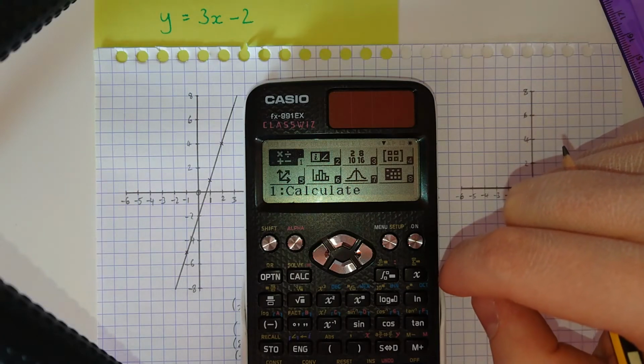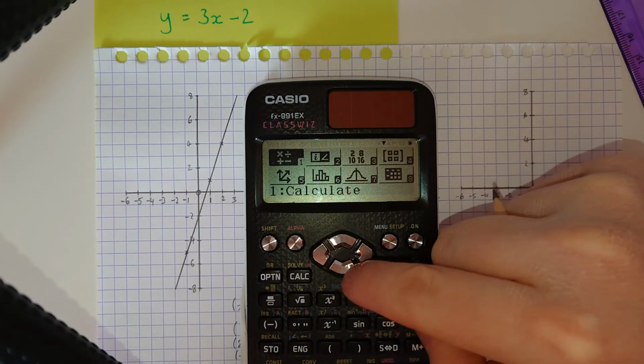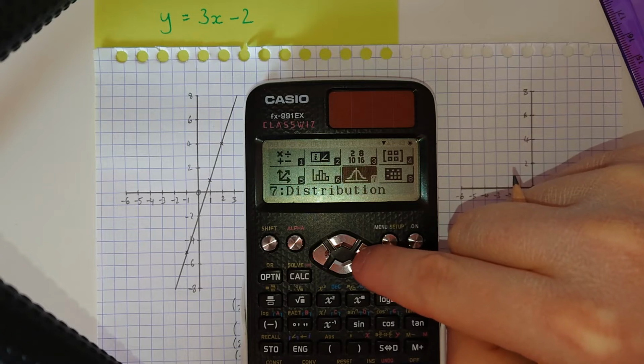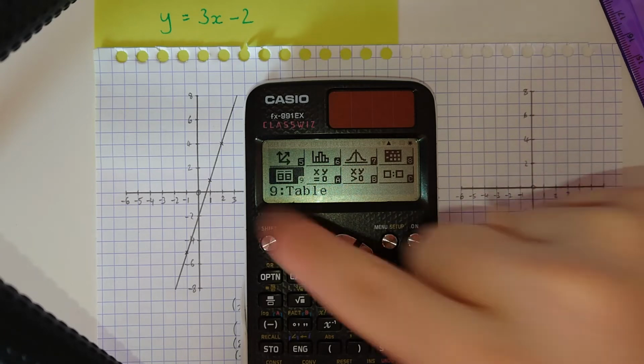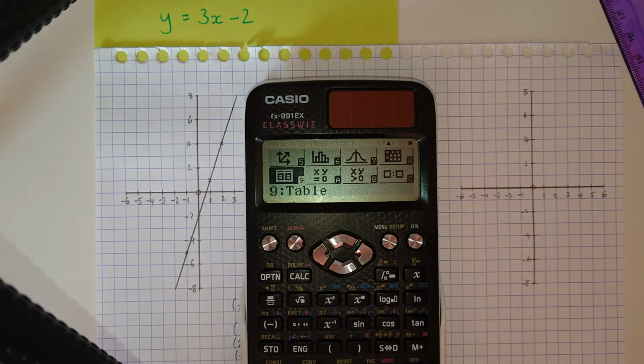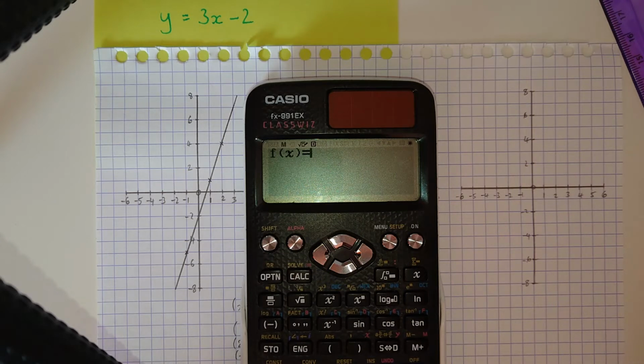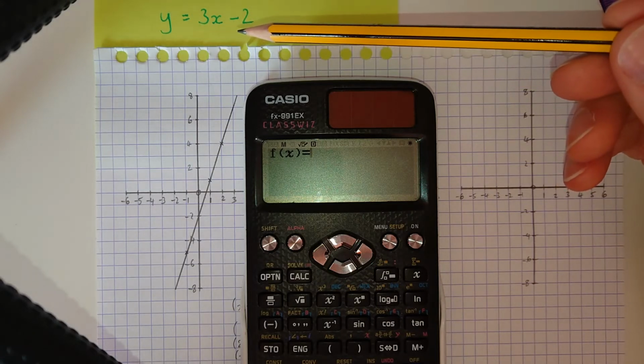Typically that's mode 3 or 4 on the old calculators, but I'm looking for table mode, and on here that's number 9. So if you have the ClassWiz, it's number 9, and it comes up like this: f of x equals. Okay, what I'd now like to type in is 3x minus 2.